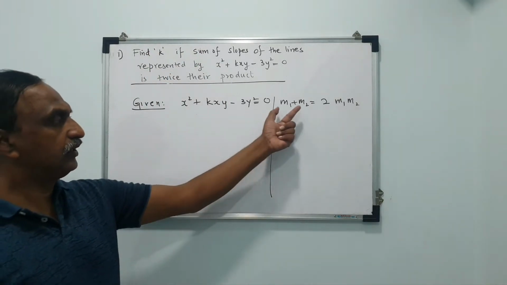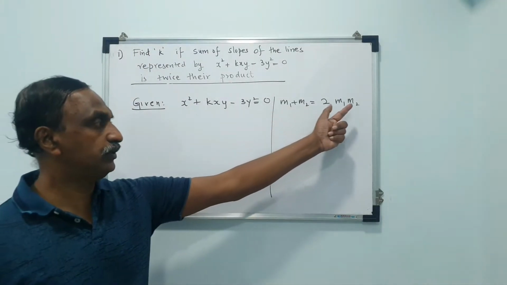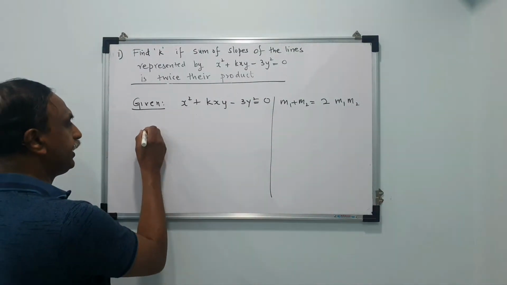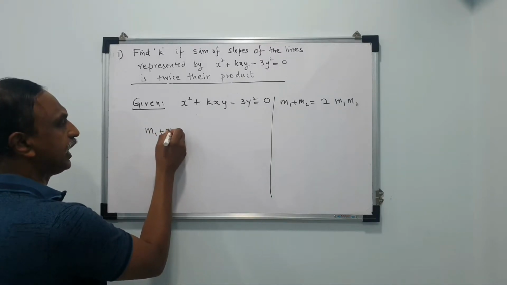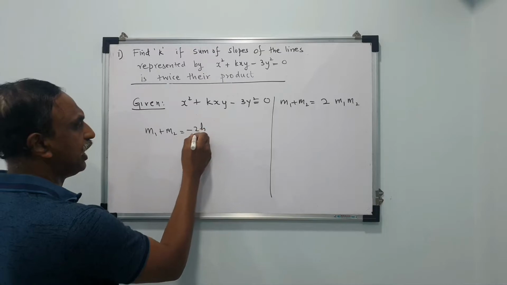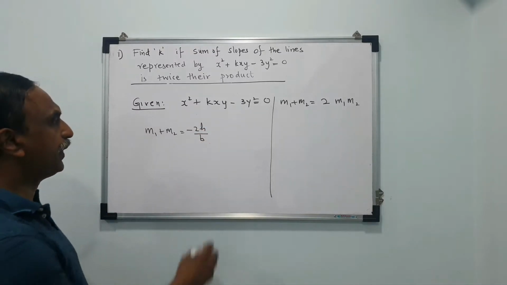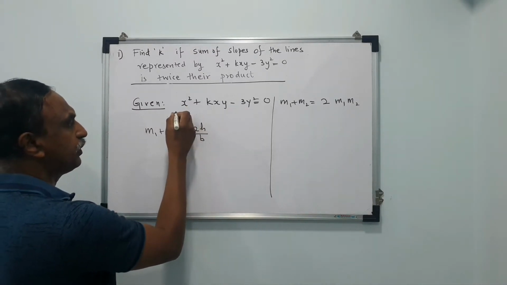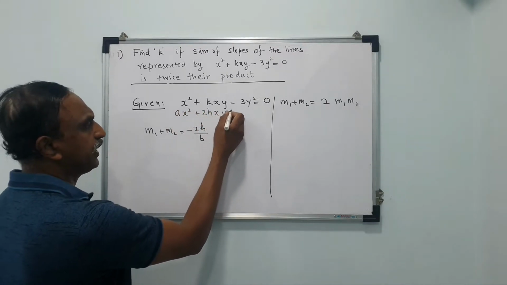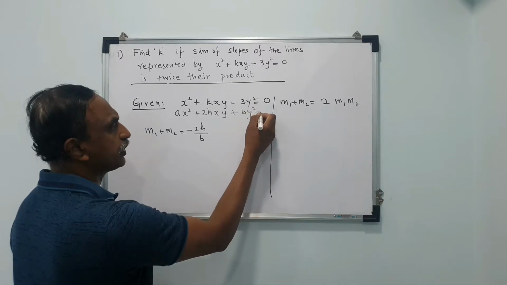So naturally, we'll have to find out the value of m1 plus m2. We'll have to find out the value of m1, m2 and substitute. We already know that m1 plus m2 is minus 2h upon b. Just to compare, I'll write the homogeneous equation just below it: ax square plus 2hxy plus by square equal to 0.